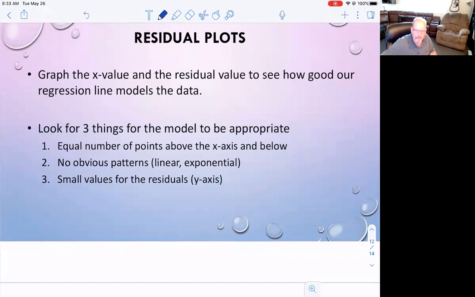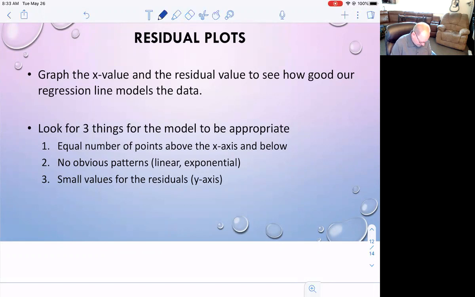Residual plots. This should be the last of the things we need to learn. We're going to graph the x value and the residual value to see how good our regression line models the data. If it's linear, I'm going to show you some residual plots that show the linear model is not good.